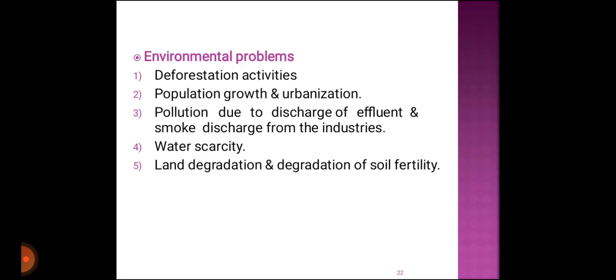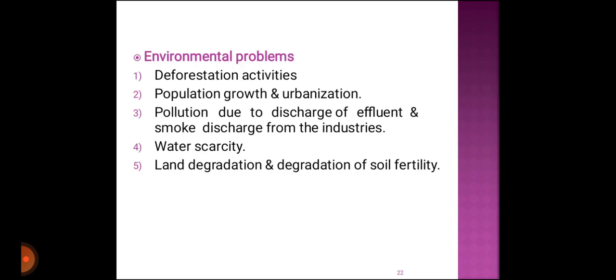Air pollution, water pollution, noise pollution, marine pollution, thermal pollution, nuclear hazards, and radioactive pollution are the main types of pollution in society. The discharge or effluent of smoke from industries is also a main problem. Nowadays the number of industries has increased, which releases a higher amount of sulfur dioxide and nitrogen dioxide gases.